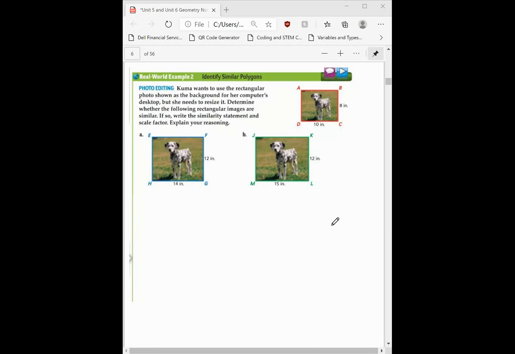So, Kuma wants to use the rectangular photo shown as the background for her computer desktop, but she needs to resize it. Determine whether the following rectangular images are similar. If they're similar, write a similarity statement. So first we have to look at corresponding angles. Well, since all these angles are right angles, because it is a rectangle, then we already know that all the angles are congruent since they are 90 degrees.